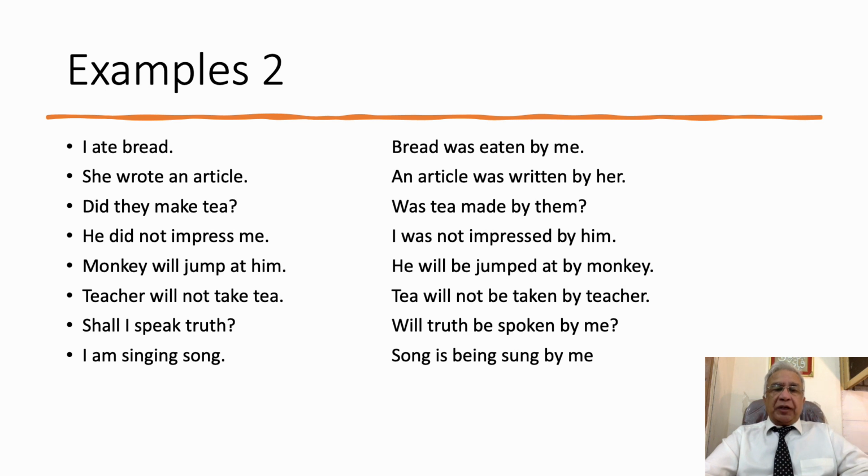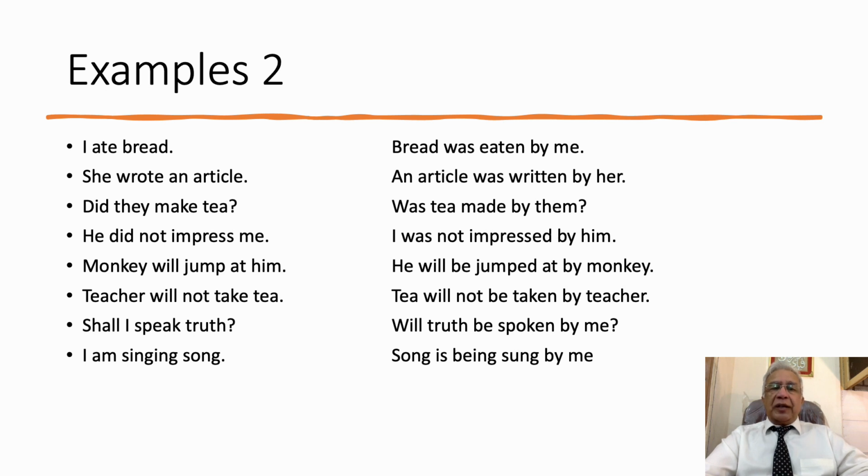So bread, the object of the active, is converted into the subject of the passive, and "was", as the bread is singular. "Was" as a helping verb has been added, and the third form, past participle of eat, "eaten", has been used here. And again, before conversion of the subject "I" of the active into "me" of the object of the passive, "by" has been added as a rule.